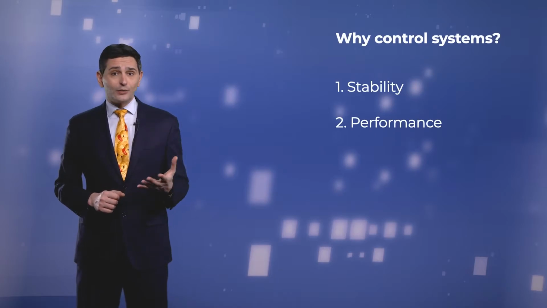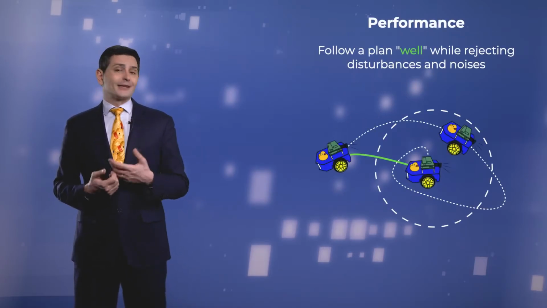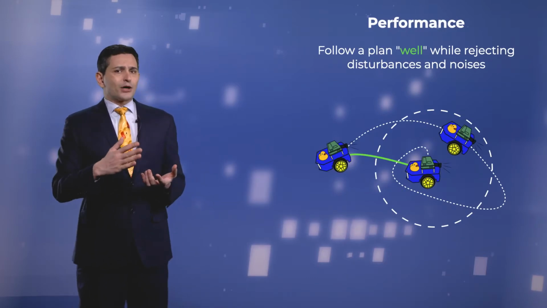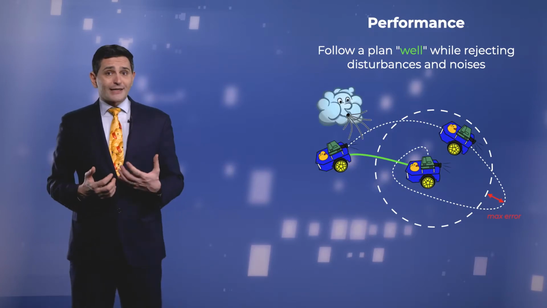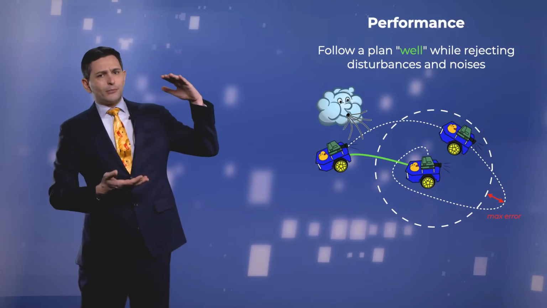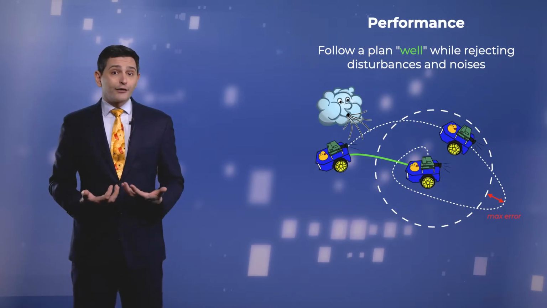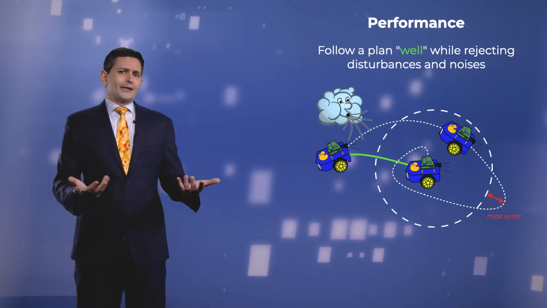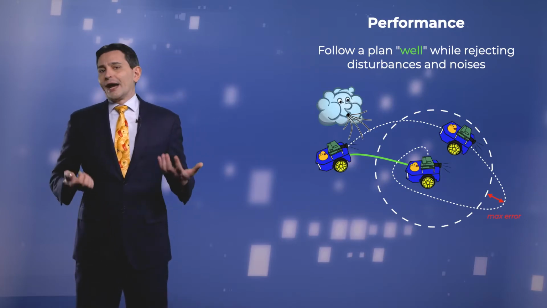Guaranteeing stability alone does not imply that the system will perform well. Performance can be measured in several ways. For example, how quickly does the system converge to the plan, or how precisely? Other performance metrics might be the maximum acceptable error at any point in time, or how well can the system recover from unexpected external stimuli, such as noise in the measurements or disturbances, like a sudden gust of wind or hitting a bump on the road.